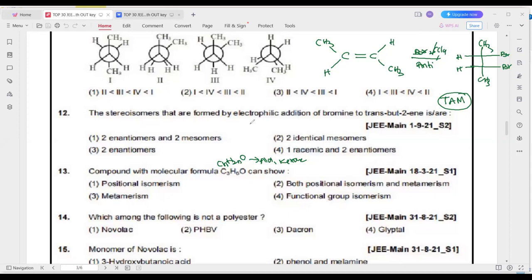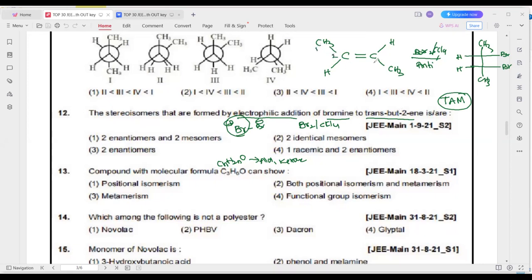Okay, next question is about the addition reaction and the isomer produced. Stereoisomers that are formed by electrophilic addition of bromine. So electrophilic addition will take place in the presence of CCl4. Okay. So Br2 in CCl4. Actually in this, the cleavage gives Br plus and Br minus. So Br plus will start the reaction. That's why it is called electrophilic addition to the trans butene.